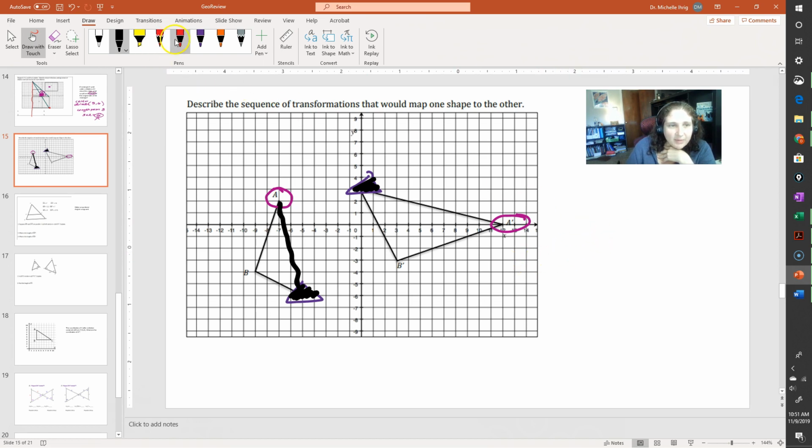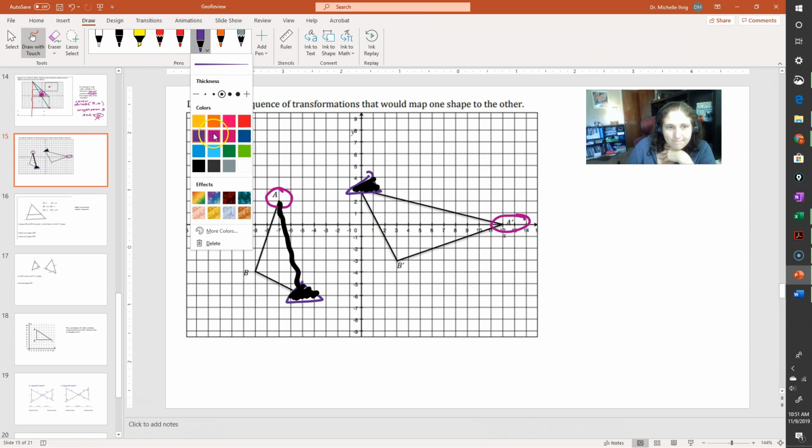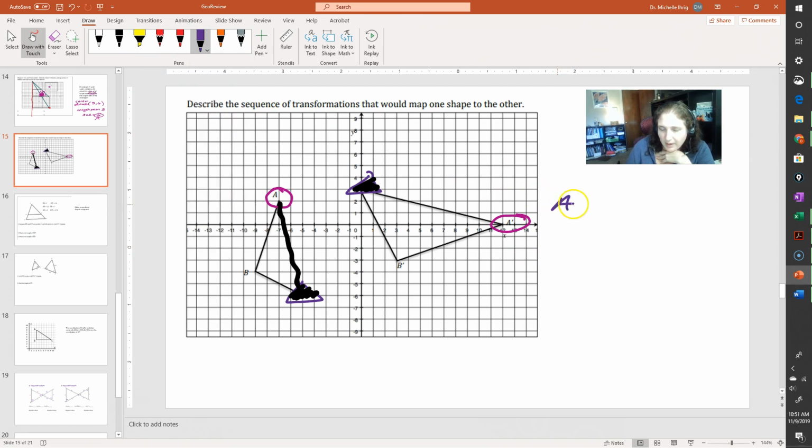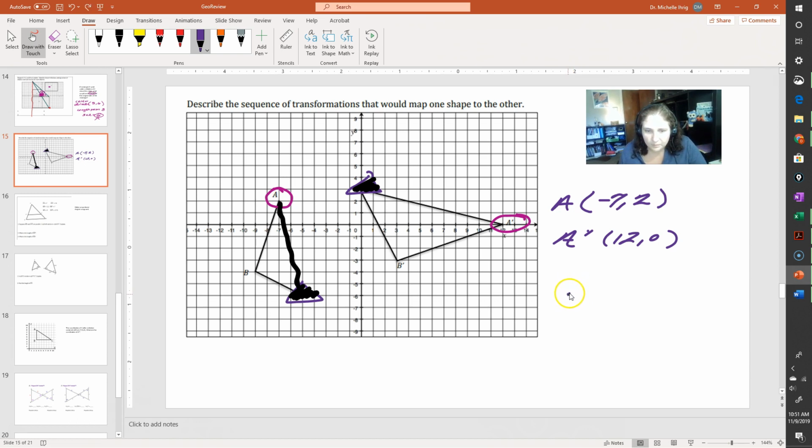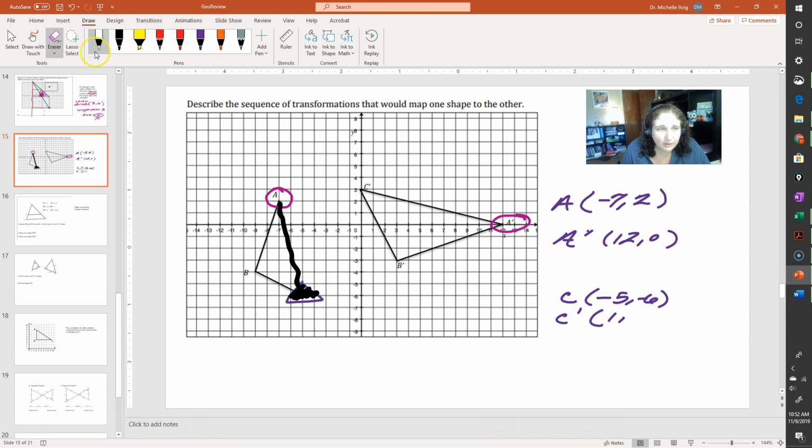So let's write our points, because that might help me get a little clearer, because all of a sudden I'm brain freezing. So our A is (-7, 2), and our A prime is at (12, 0). Our C was (-5, -6), and our C prime ended at, I honestly can't tell from all my stuff right here, oh no, (0, 3).